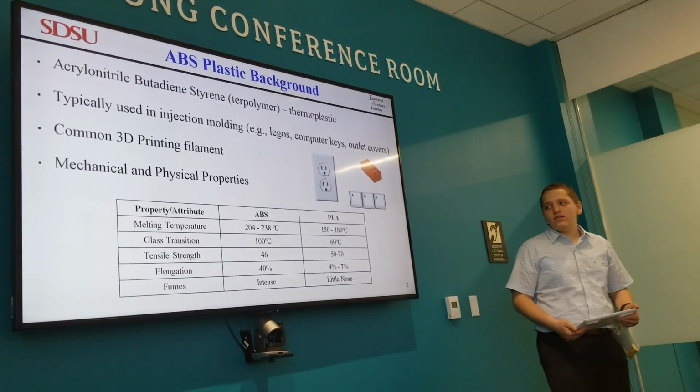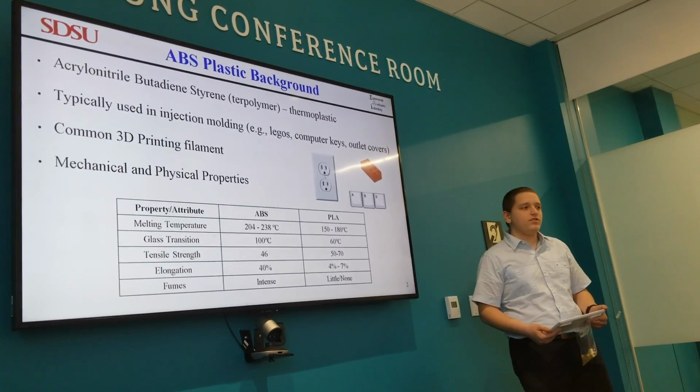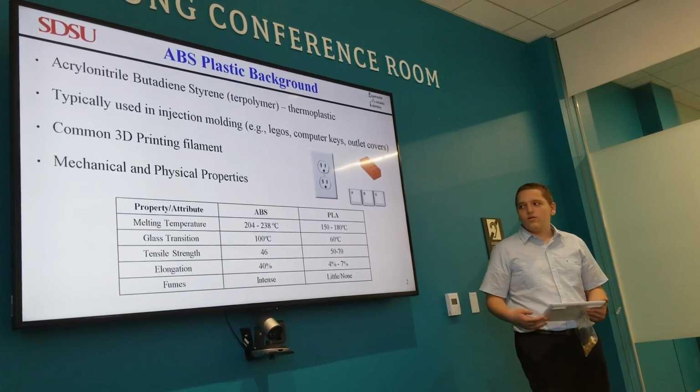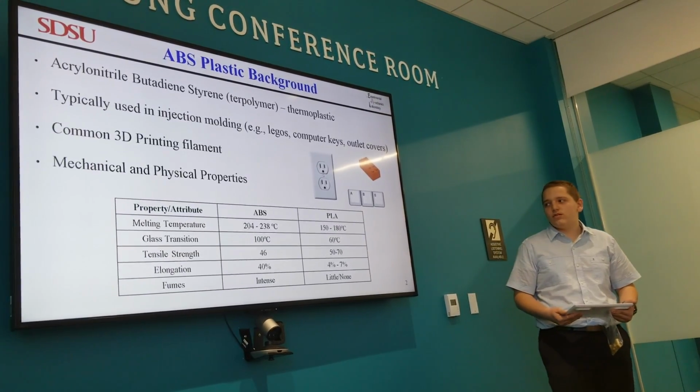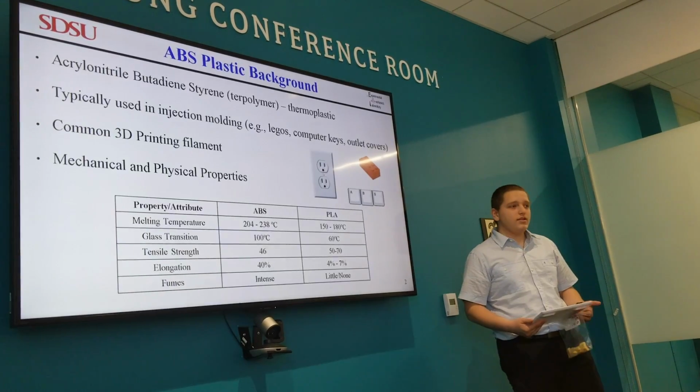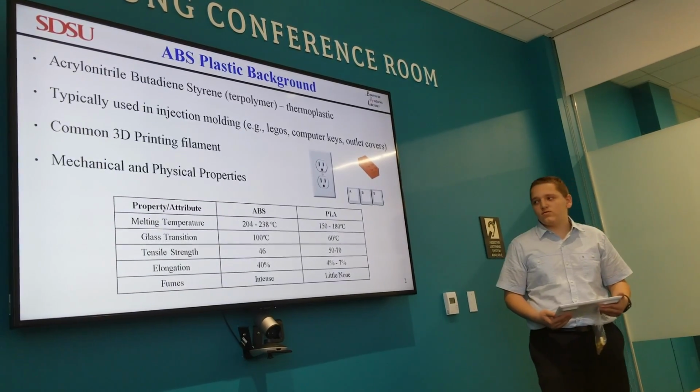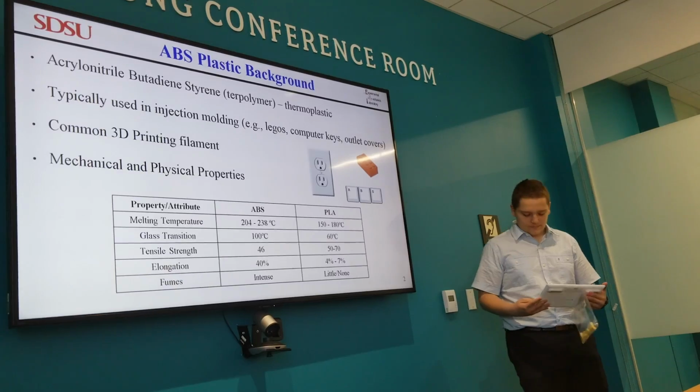Just to name a few, the melting temperature of ABS is 204 degrees to 238 degrees Celsius, while with PLA it's 150 degrees to 180 degrees Celsius. The tensile strength of ABS is 46, while with PLA it is 50 to 70.